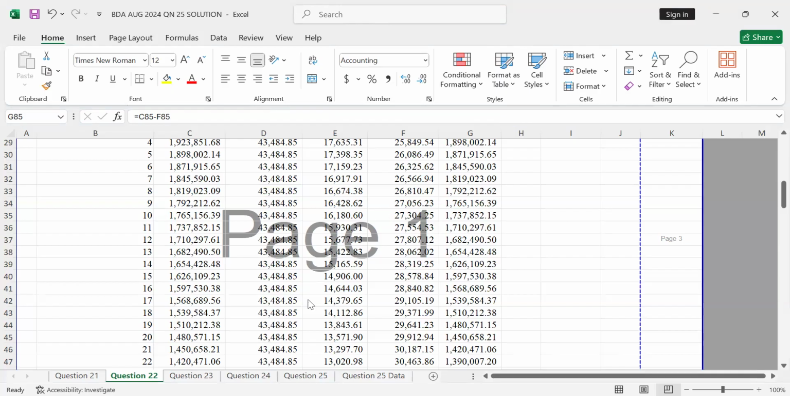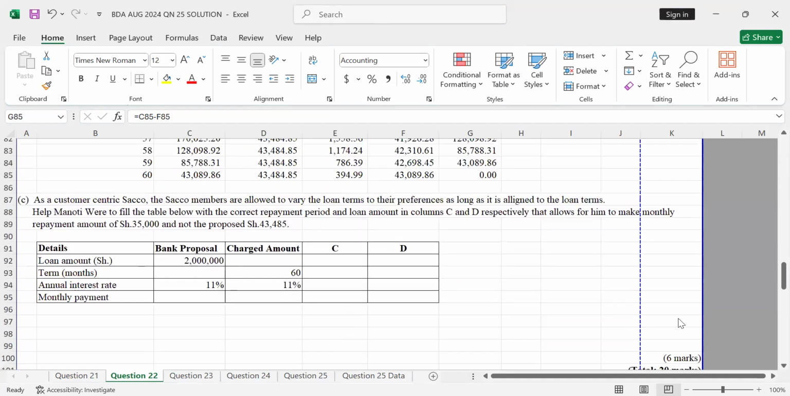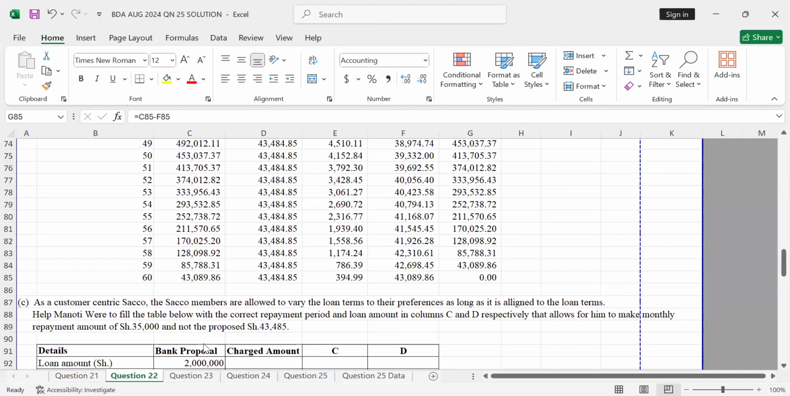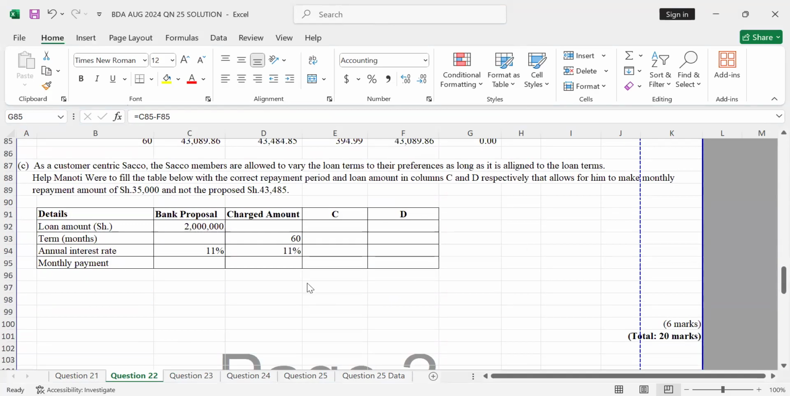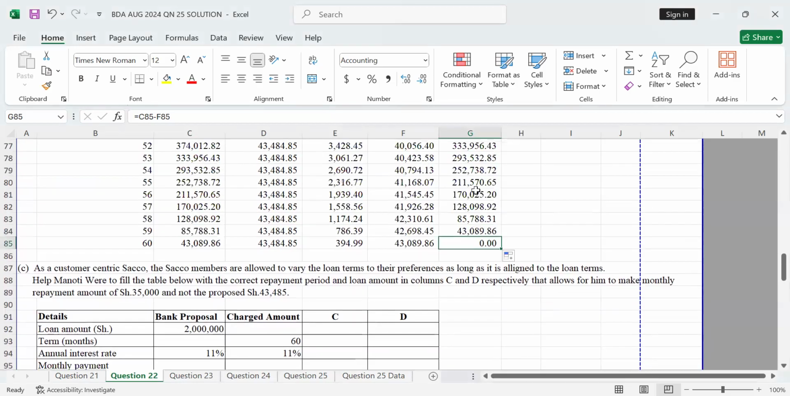Now, the second question here, so up to this point, you have 14 marks. So the second in here, you are given that as a customer service centric circle, the circle members are allowed to vary the loan terms to their preferences as long as it is aligned to the loan terms. So help Manoti Were to fill the table below with the correct repayment period and amount in the columns E, C, D respectively, that allows him to make a monthly repayment of 35,000 or not the proposed 43,500.